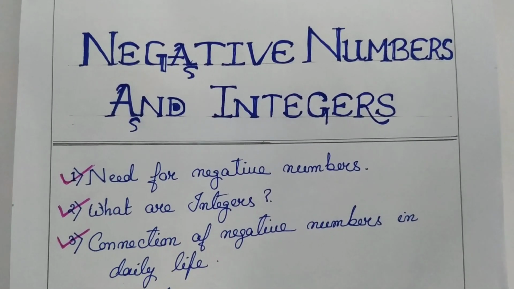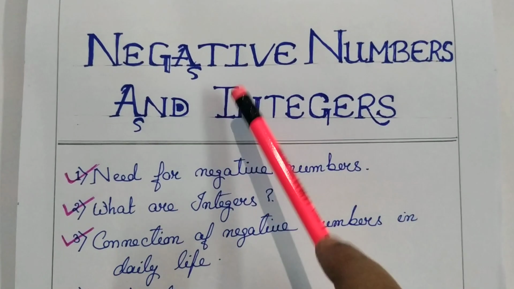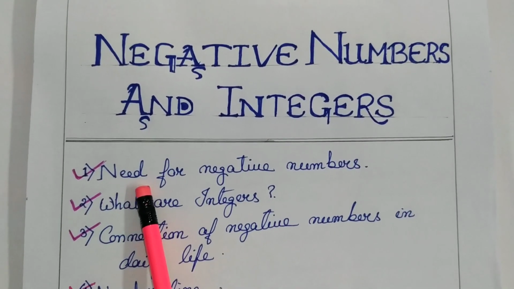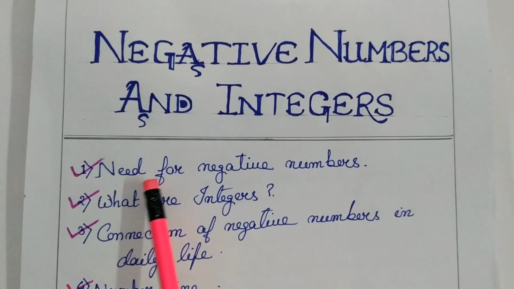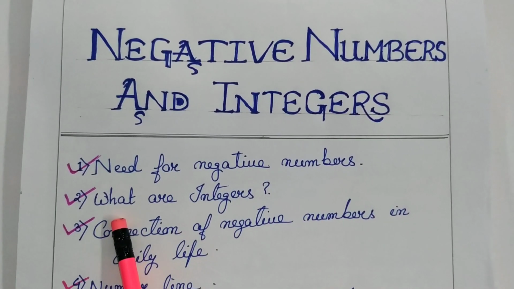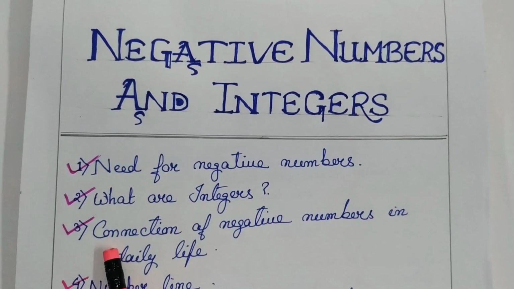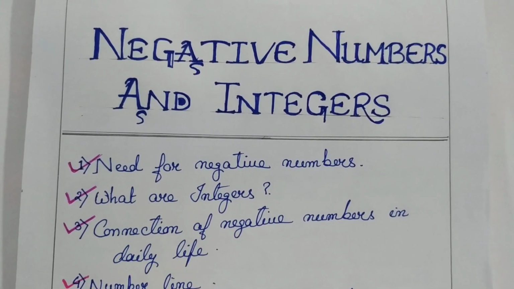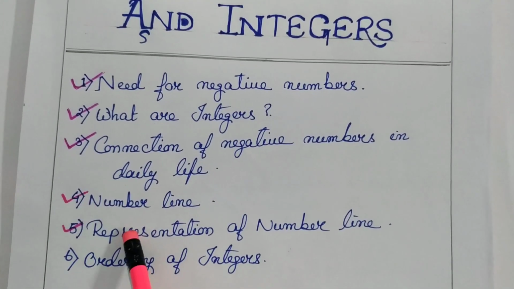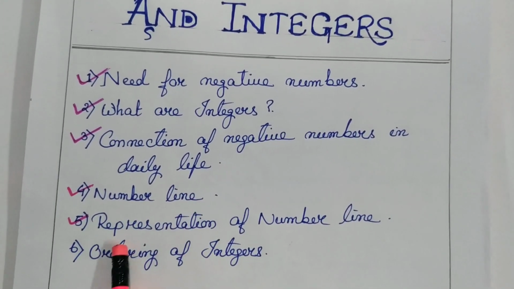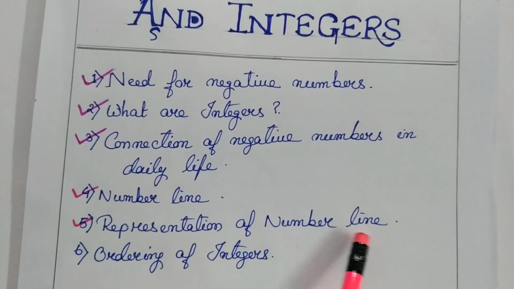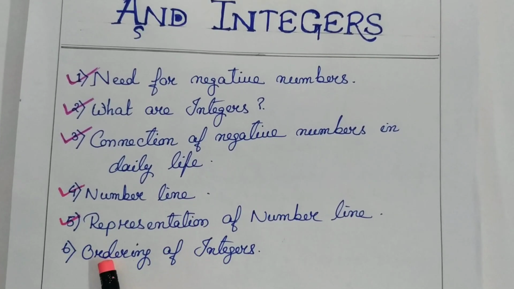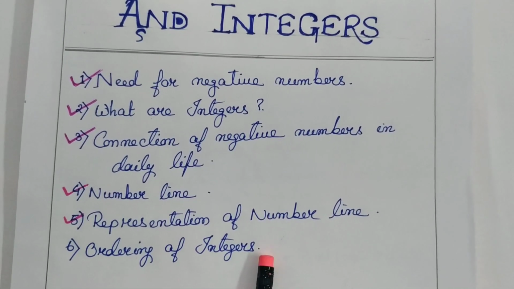Hello students, we were discussing the chapter negative numbers and integers. We have covered a few topics. Number 1, need for negative numbers. Number 2, what are integers. Number 3, connection of negative numbers in daily life. Fourth topic, number line. Fifth topic, representation of number line. And today in the third video I'm going to teach you about ordering of integers.